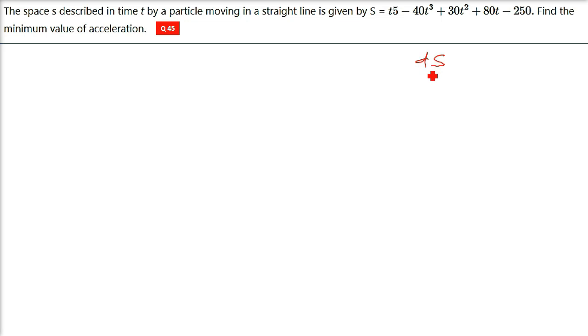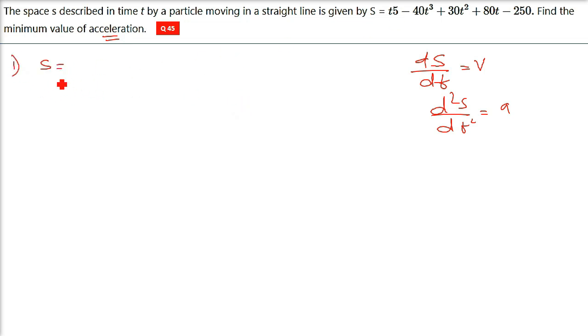The question is saying acceleration. S is distance, ds by dt is velocity, d2s by dt square is acceleration. So we have to find the minimum value of the acceleration, not the s, not the distance, not the space. I hope you got the idea. So you have to double differentiate it, then a will come and then you have to start the question. That will be the beginning of the question.